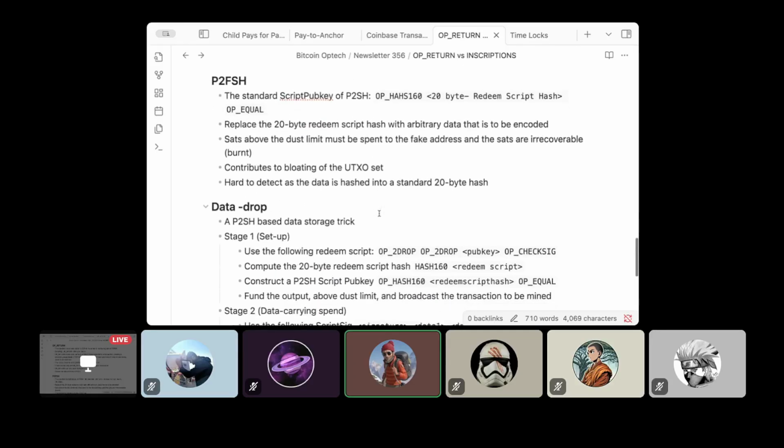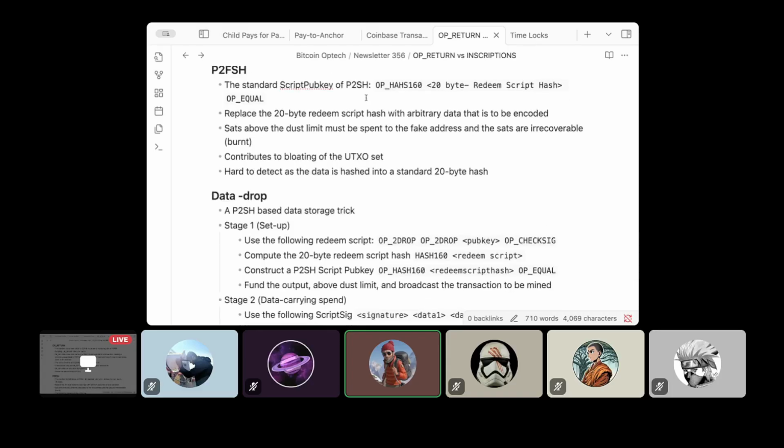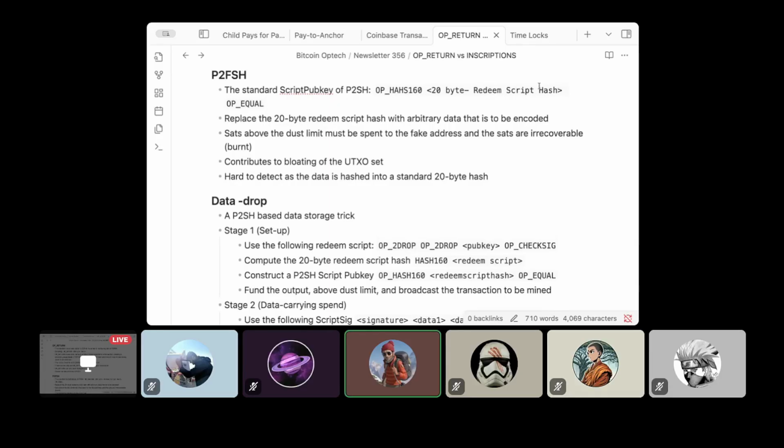Okay, then there is this pay to fake script hash method. In a pay to script hash method, typically this is the standard script pubkey. You have OP_HASH160 followed by the 20 byte redeem script hash, and then OP_EQUAL. The plain vanilla way is to replace this 20 byte redeem script hash with the random data that you want to encode. This has the same problem as your pay to fake public key hash method. You have to lock some sats, and it bloats the UTXO set. It is also hard to detect because this 20 byte script hash can be anything. So your script can be anything, and there is no way to detect whether it is arbitrary data or non-monetary data that you are hashing.